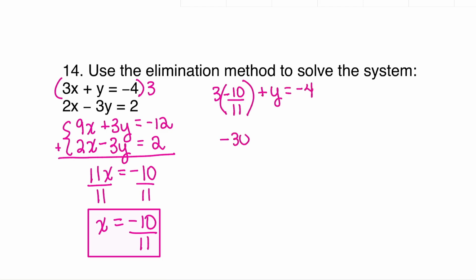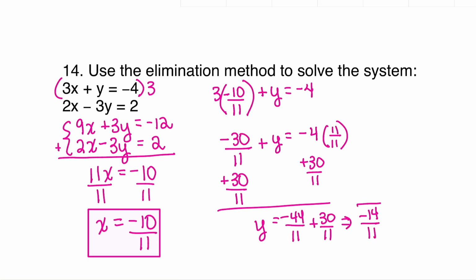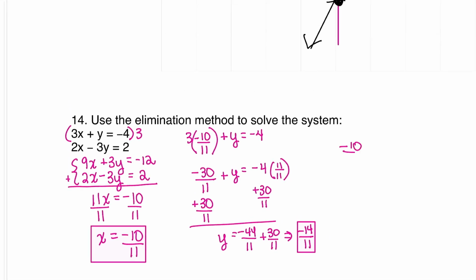So now we have -30/11 plus y equals -4. So we're going to add 30/11 to both sides to get y equals. Now we need to get a common denominator here, so we'll get -44/11 plus 30/11, which is going to be -14/11. So our solution to this system of equations is going to be -10/11, -14/11.